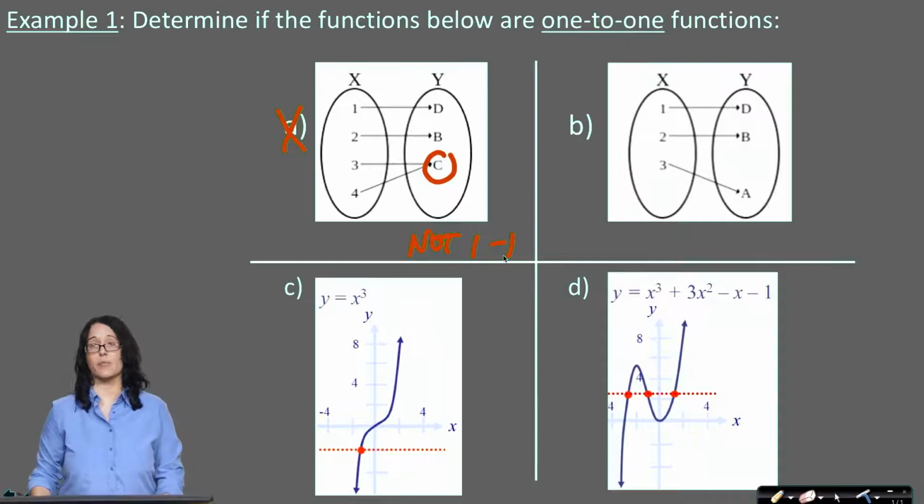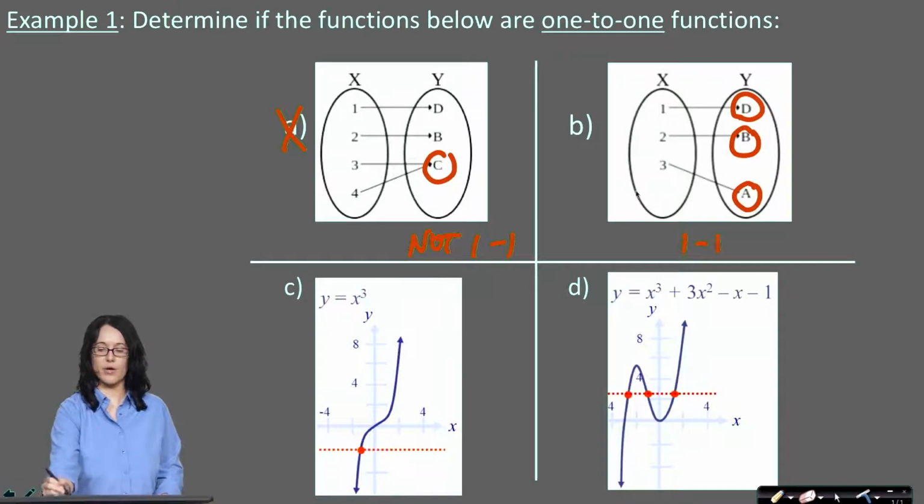B, on the other hand, would that have been a one-to-one function? It's definitely a function, right? Every input gets mapped to precisely one output. But are the y outputs shared by any other x values? No, they're not. They're all distinct, aren't they? D only gets created by the 1, B only gets created by the 2, and A only gets created by 3. So this is 1 to 1.